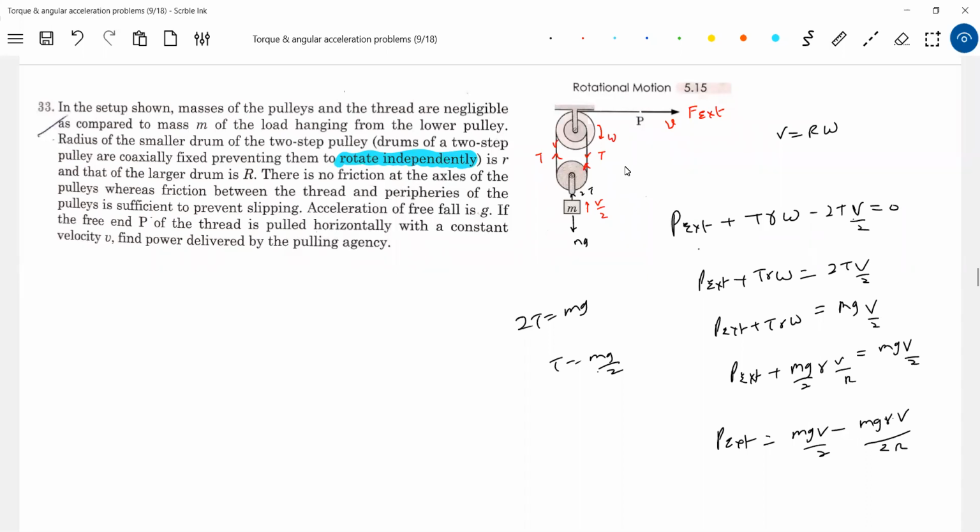mg v by 2 can take it outside. 1 minus small r by capital R will come. I think there's no problem with the sign. The sign we give, there's no problem with this, as it is moved with a constant speed. So constant speed, how will torque come?